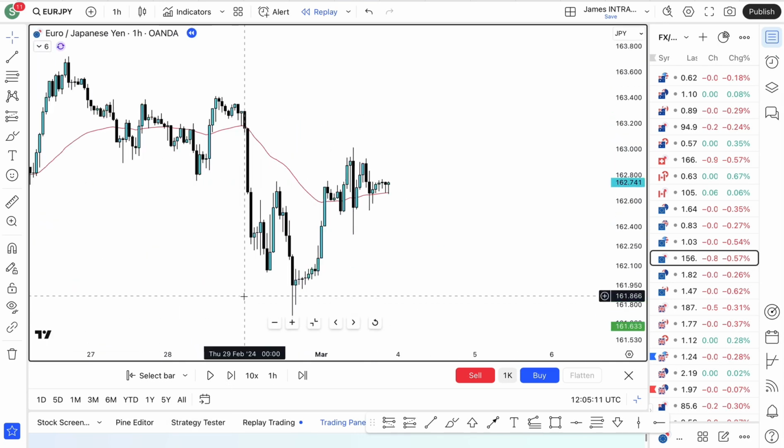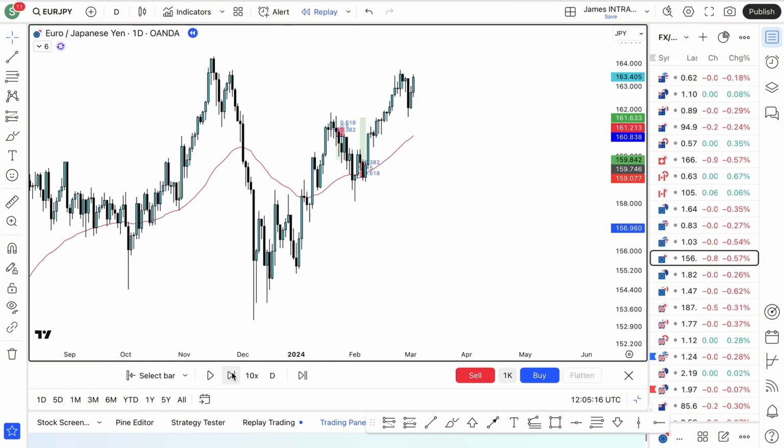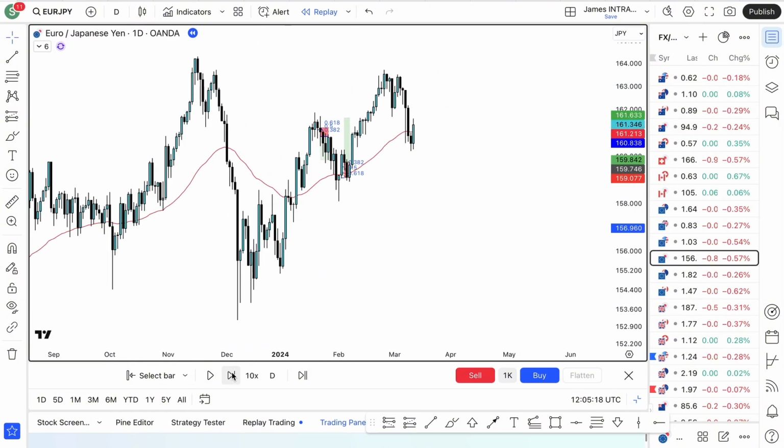Not really a clean entry. We can see the breakdown, lower low, lower high. We're rejecting the 4 hour, which is a negative, so we won't be taking that trade. Again, trend continuation to the upside.